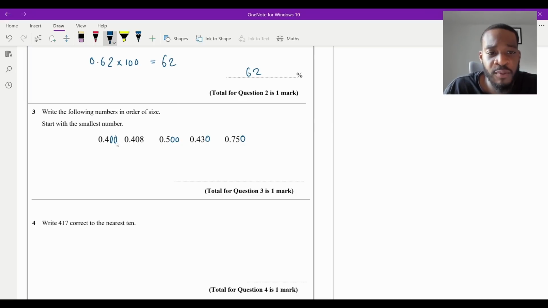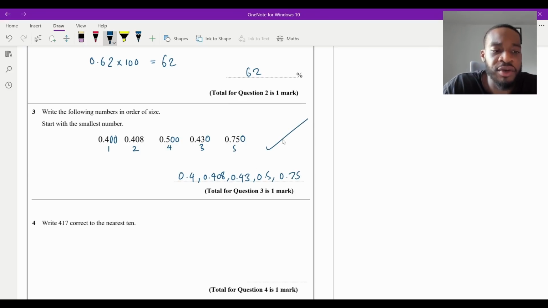So we start with the smallest number. What's the smallest number after the decimal point? It's 400, so it's going to be 0.4. That one is going to be number 1. The next smallest is 408, so the next number is 0.408. Then put number 2 here. Next one is 430, so that's 0.43. Let's put that there, and that'll be number 3. Number 4 is quite clearly 500, so I'll put number 4 there, and that'll be 0.5. And the last one is 0.750, so just 0.75. And that's it for question 3.